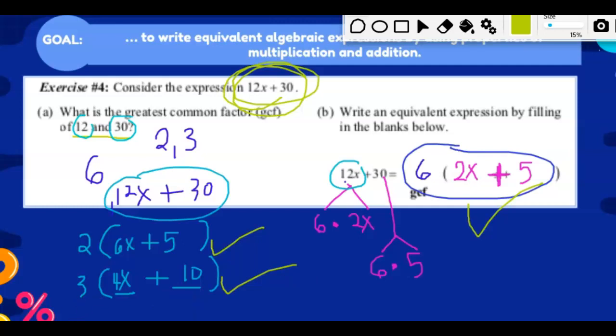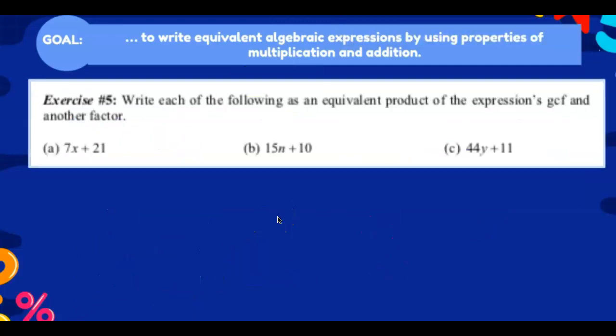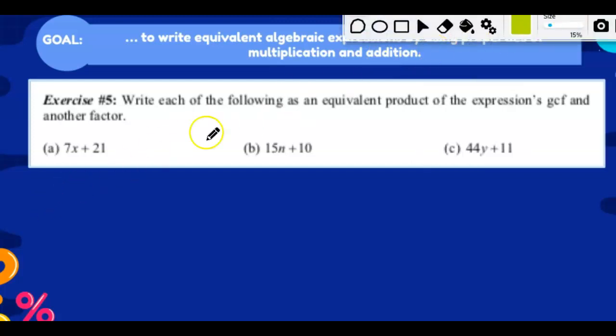Alright, take a picture. In exercise 5, we're going to write each of the following as an equivalent product expression using the GCF and another factor. So, give me the greatest common factor. Let's do the first one.